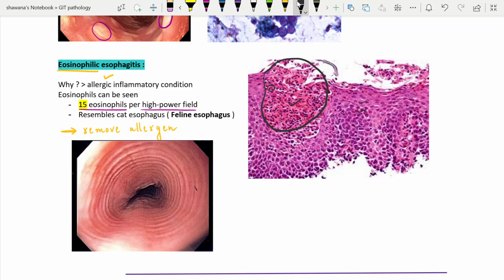Grossly, we can see circular rings inside the esophagus. It resembles the cat's esophagus, and for this reason it is known as the feline esophagus. The treatment for this kind of esophagitis is just to remove the allergen, and the esophagus will return to the normal state.